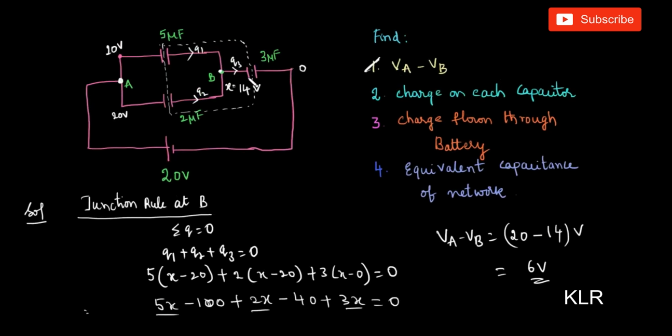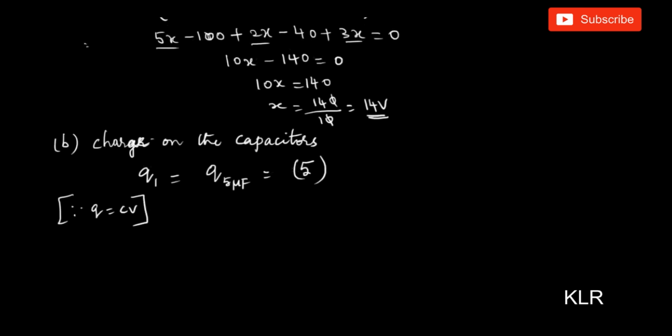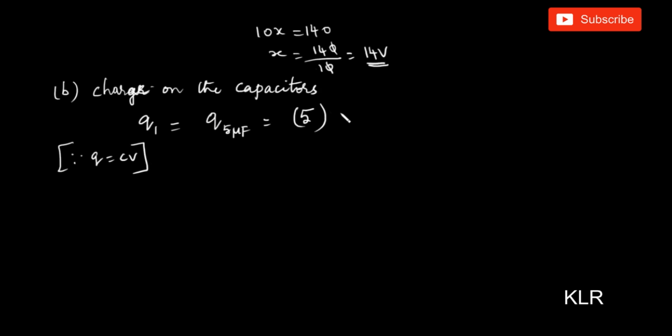Now if you look at the circuit, this is 5 microfarad and the potential difference is, this is 20, this is 14. 20 minus 14 is 6. Potential difference is 6 across 5 microfarad. So 5 micro into 6, so 5 6s are 30 microcoulomb.